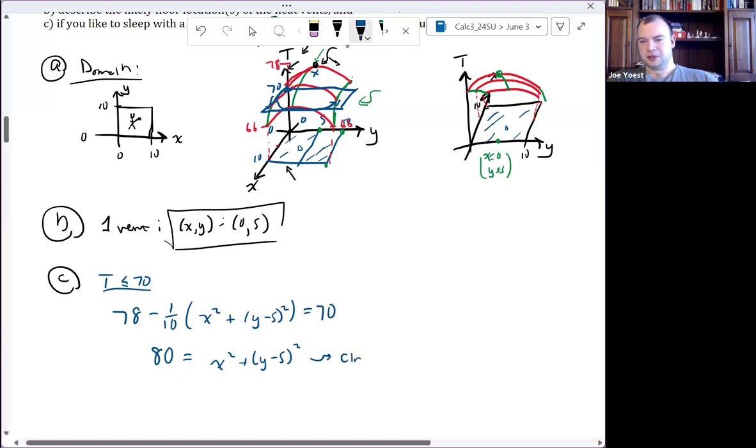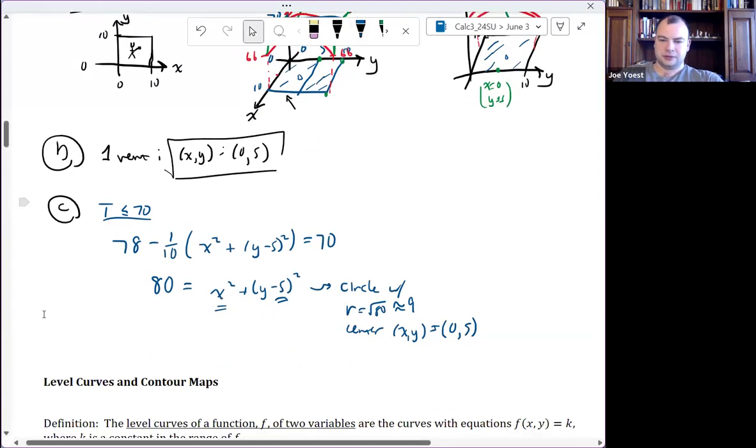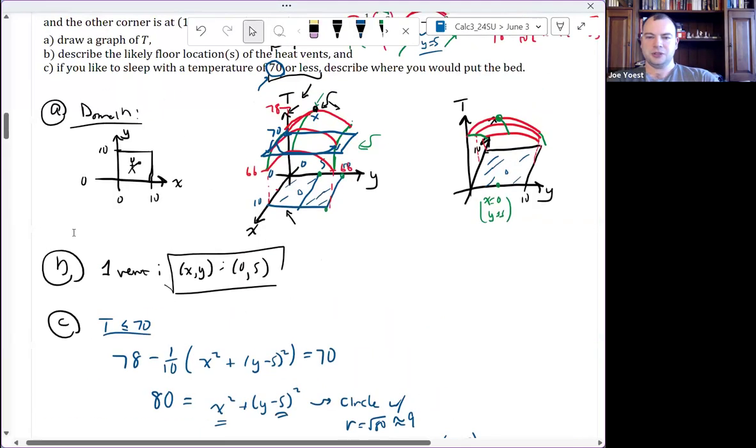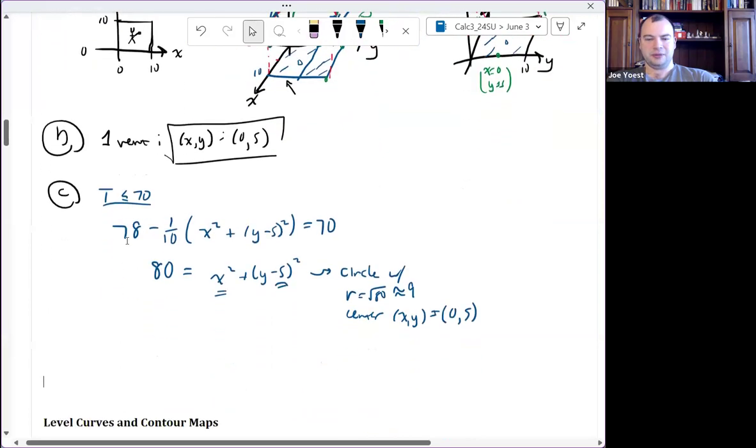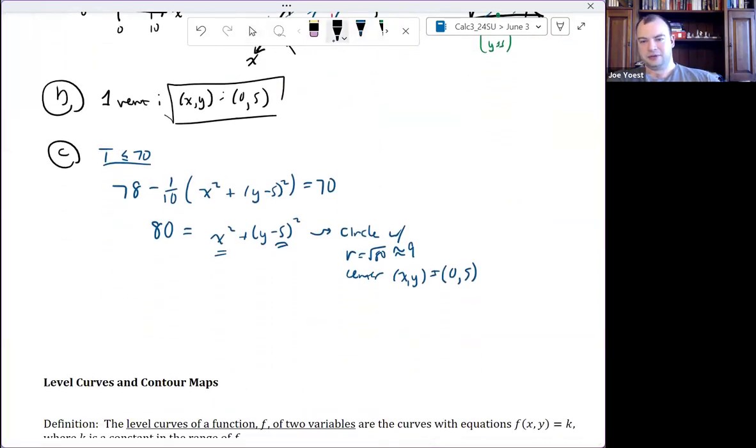So I see that this is a circle with radius root 80, or about 9. Root 81 would be 9, so this is just a touch less than 9. And the center is xy equals the x coordinate in the center is 0, the y coordinate is 5. And so again, I'll look at my domain, at my layout of the room.